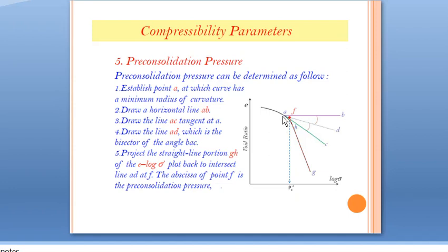Then from this point A, draw a horizontal line AB, like this. Next draw the line AC, which is the tangent at A. Initially draw the horizontal line at A, that is AB. Next draw a tangent at point A, that is AC. Then in the fourth step, draw the line AD, which is the bisector of angle BAC.